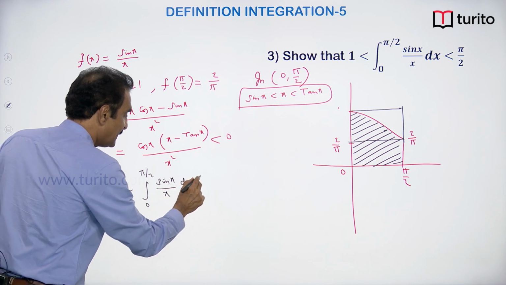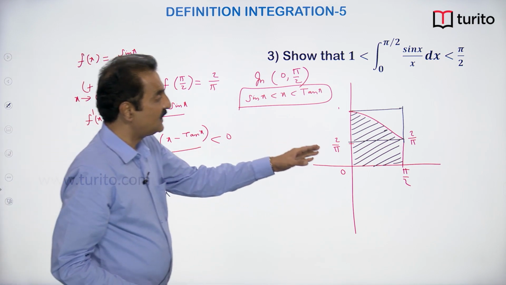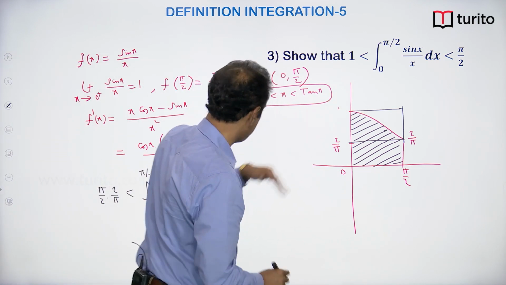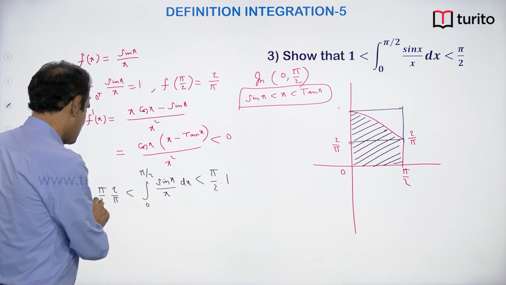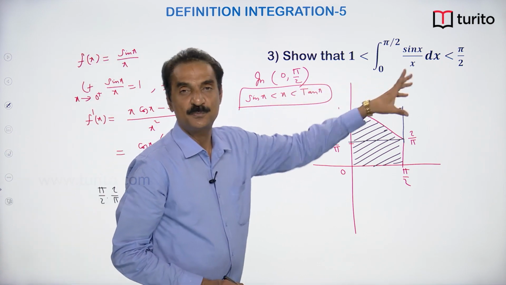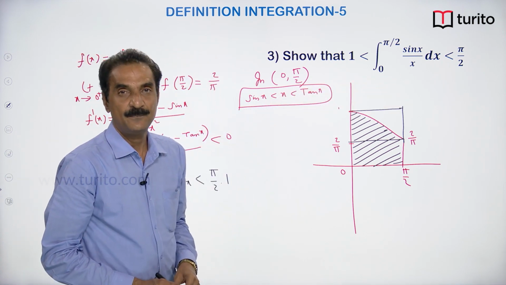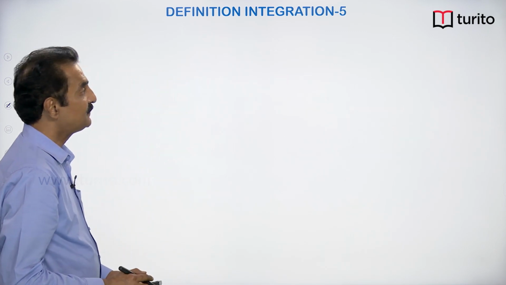dx, which is less than, what is the area of the big rectangle? This is pi by 2, this is 1. So, pi by 2 into 1. So 1 is less than this, which is less than pi by 2. It is proved. Okay. Next question.